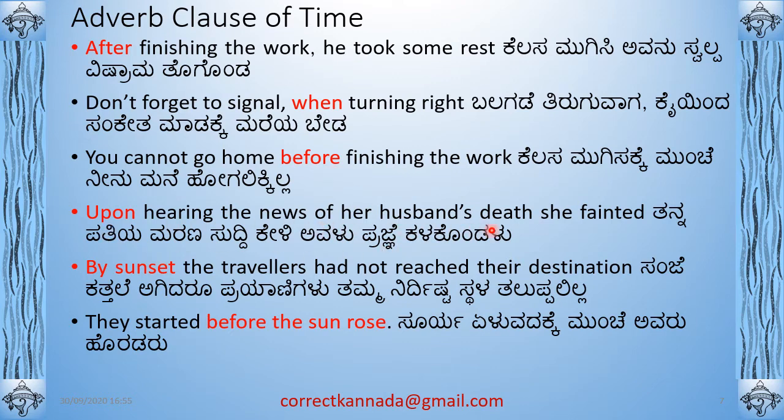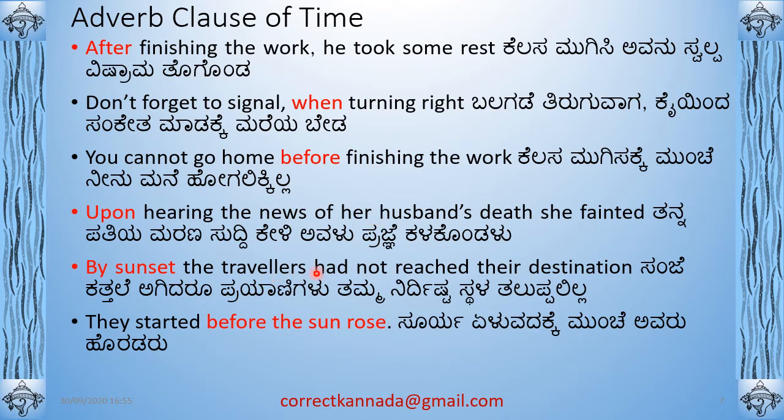Okay, upon hearing the news of her husband's death, she fainted. ತನ್ನ ಪತಿಯ ಮರಣ ಸುದ್ದಿ ಕೇಳಿ, ಕೇಳಿ is your past verbal participle. ಅವಳು ಪ್ರಜ್ಞೆ ಕಳಕೊಂಡಳು. ಪ್ರಜ್ಞೆ means consciousness. ಕಳಕೊಂಡಳು means she lost it. ಕಳ is to lose something. Okay, ಕಳಕೊಳ್ಳು is to lose something. So kalakondalu means she lost her consciousness. Here, for upon, there is no direct word in Kannada. The verbal participle is used to indicate the two actions one after the other.